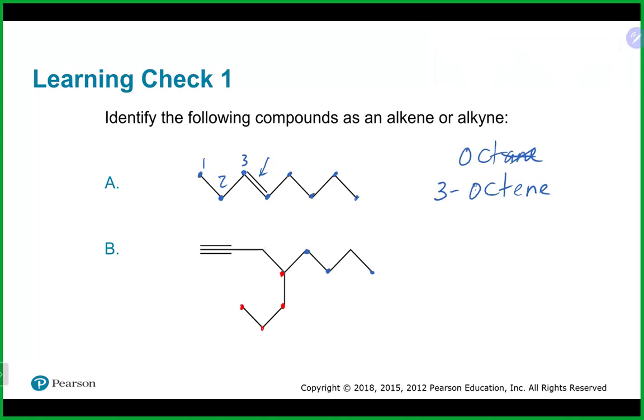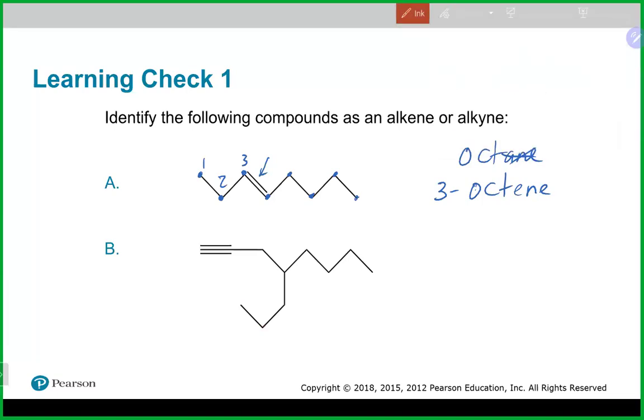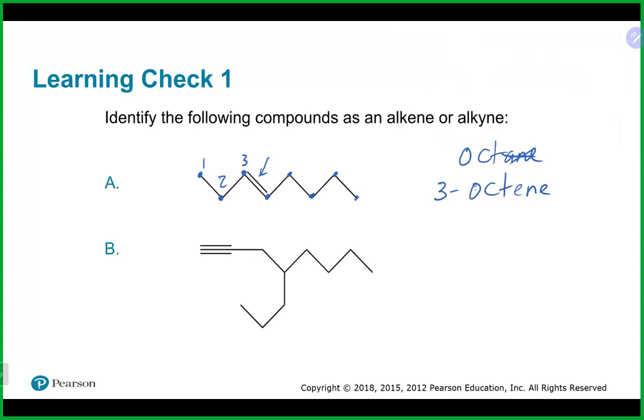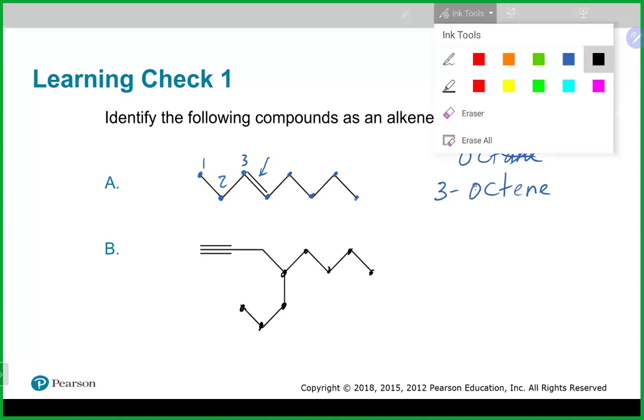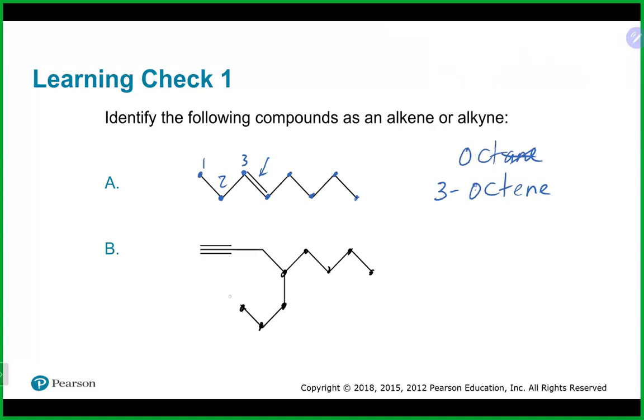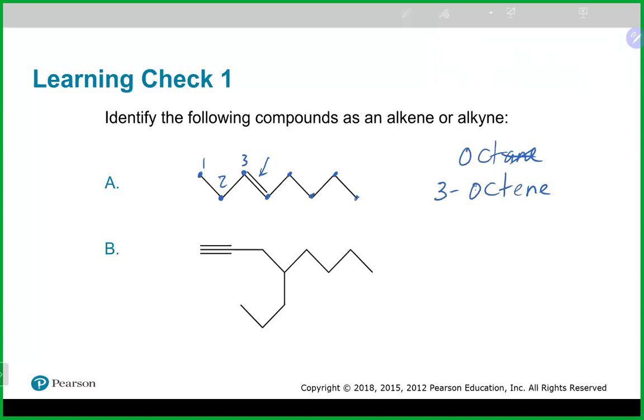And by the way, as a reminder, you cannot go this way, 1, 2, 3, 4, 5, 6, 7, and 8, because now you've avoided the triple bond. So remember, the triple bond or double bond has to be part of the chain. So that is not an option in this case. So we're going to go 8 straight across there.